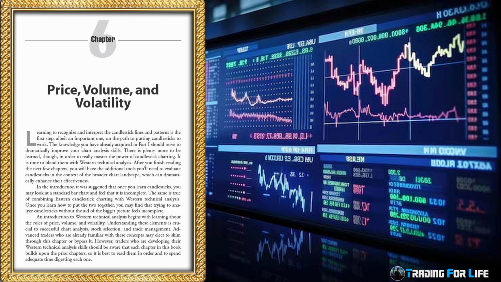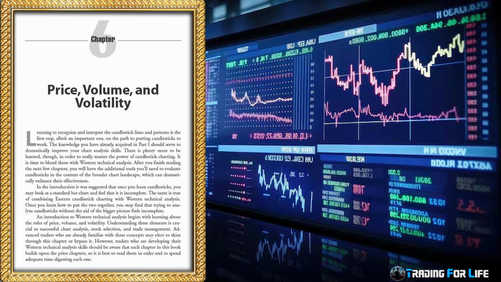An introduction to Western technical analysis begins with learning about the roles of price, volume, and volatility. Understanding these elements is crucial to successful chart analysis, stock selection, and trade management. Advanced traders who are already familiar with these concepts may elect to skim through this chapter or bypass it.